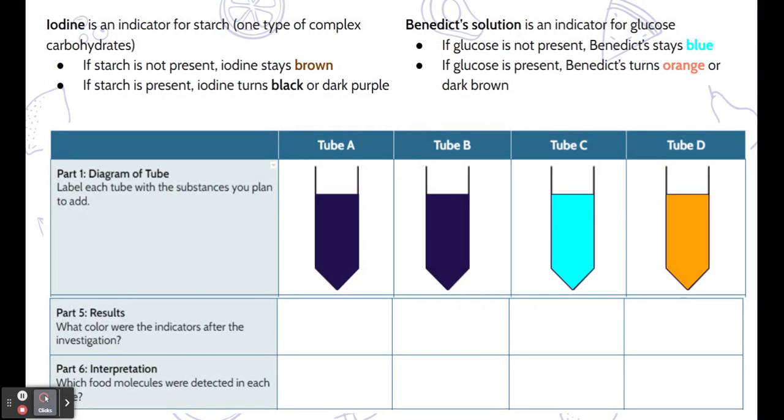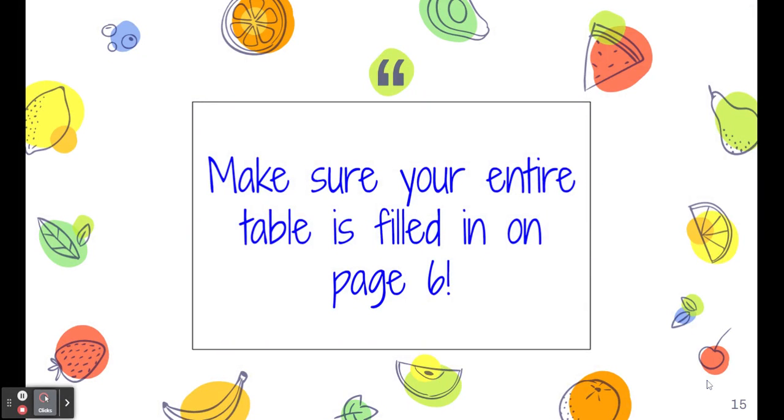All right, here are our results. Write down the color in your part 5 box, what result color you see. And then in part 6, what does that color mean? What food molecules are present? I have that little reminder at the top of how to interpret the results. At this point, your entire table 6, all parts, should be filled in. If not, pause, go back and make sure you have it all.